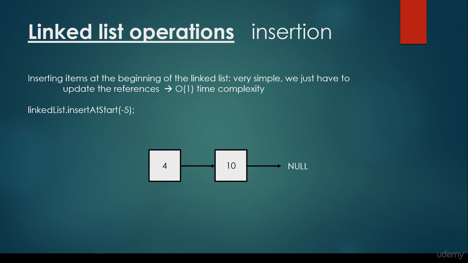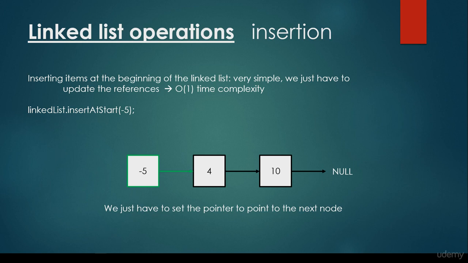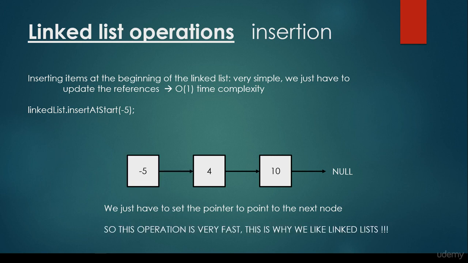What about if we would like to insert -5 at the beginning? We just have to insert it, and we have to set the pointer pointing from the -5 to the next node, which is the 4 in this case. So if we are inserting items at the beginning, we just have to set this pointer pointing to the next node, which in this situation is the 4. So this operation is very fast, and this is why we like linked lists basically.